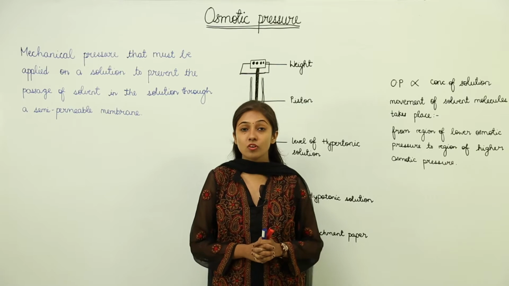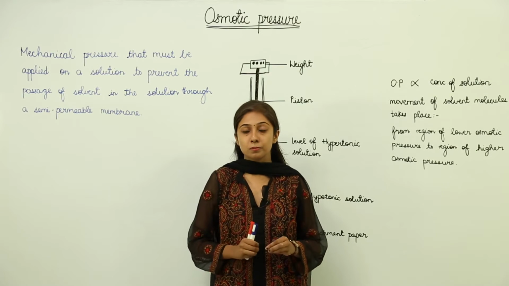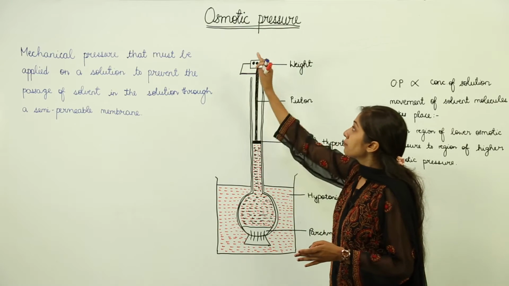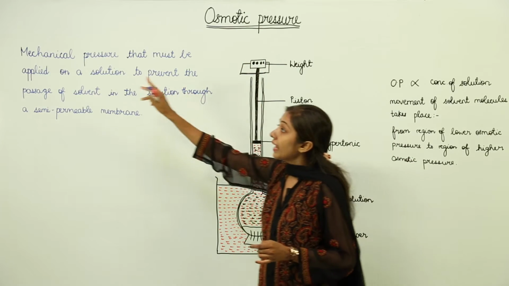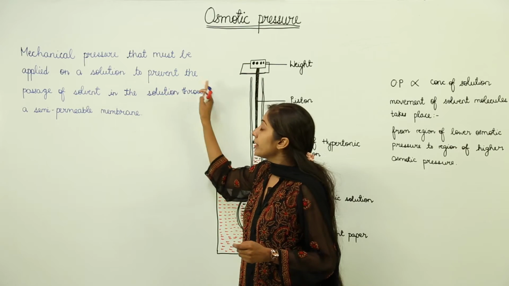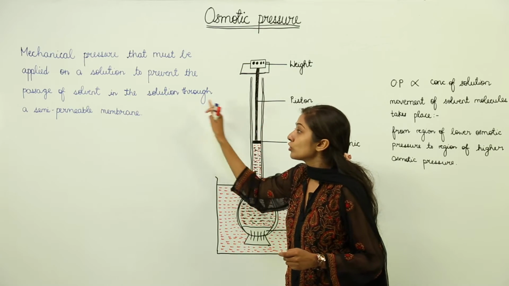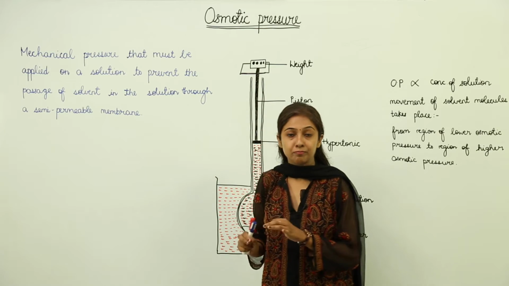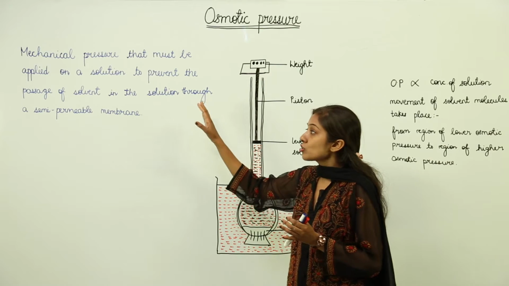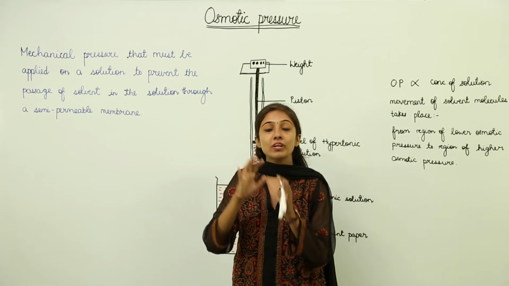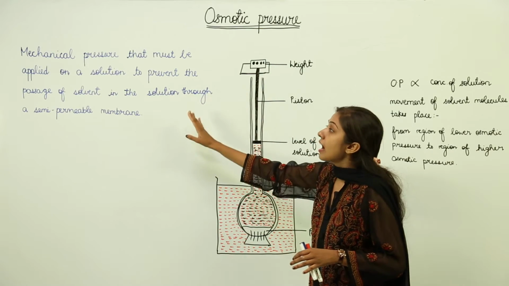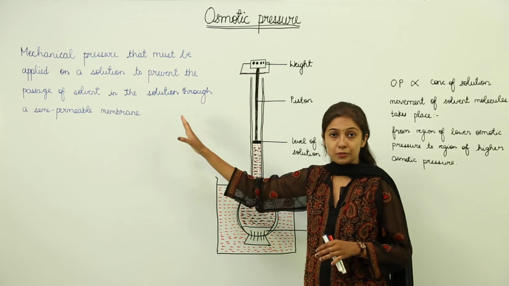After discussing the process of diffusion and osmosis, let's discuss osmotic pressure. Osmotic pressure is the mechanical pressure that must be applied on a solution to prevent the passage of solvent in the solution through a semi-permeable membrane. It means the pressure that we apply on the solution so that there is no movement of solute particles. This is how you define osmotic pressure.